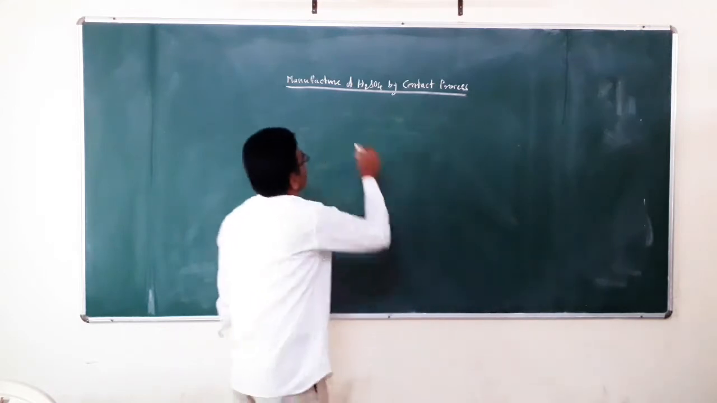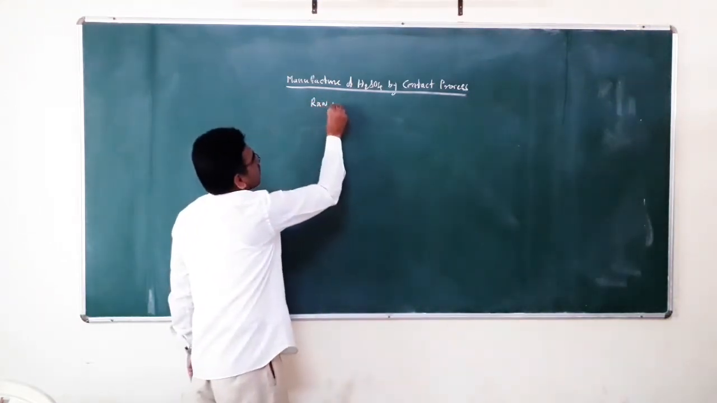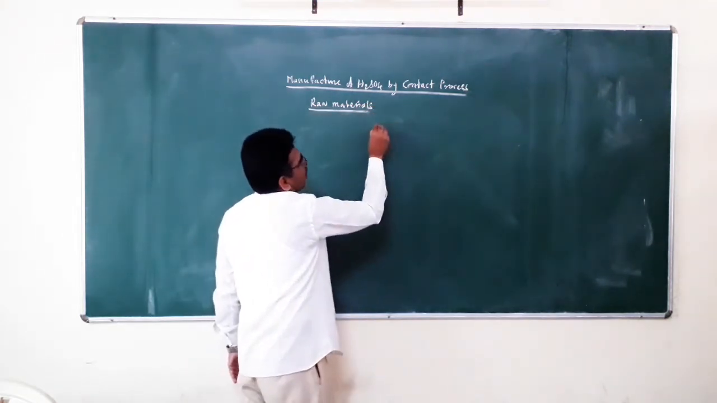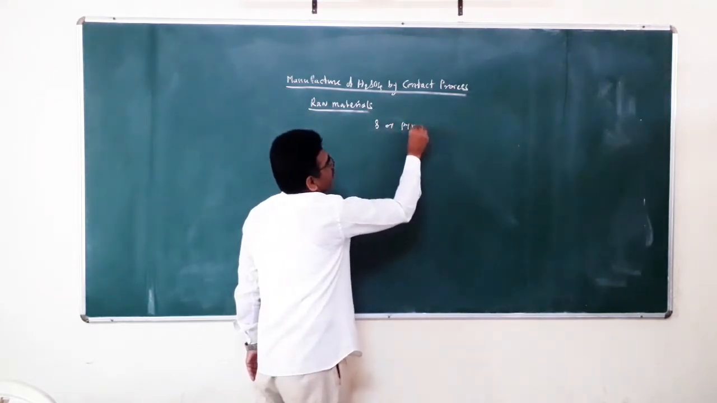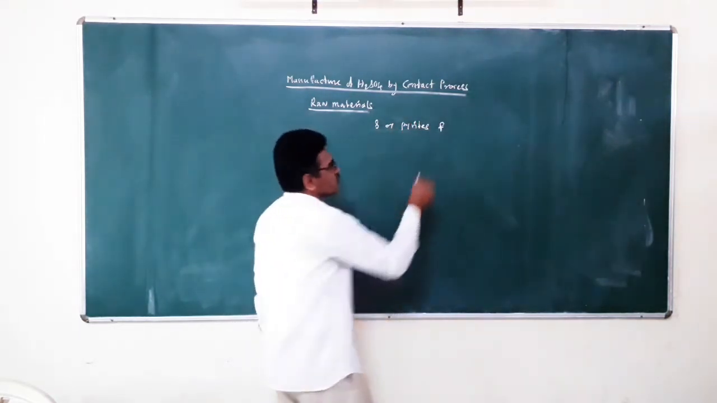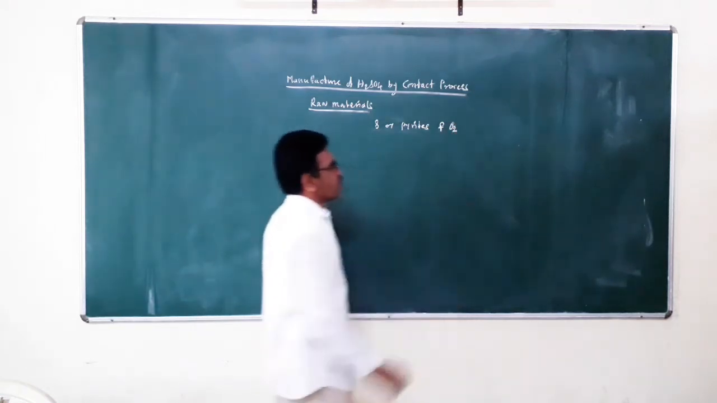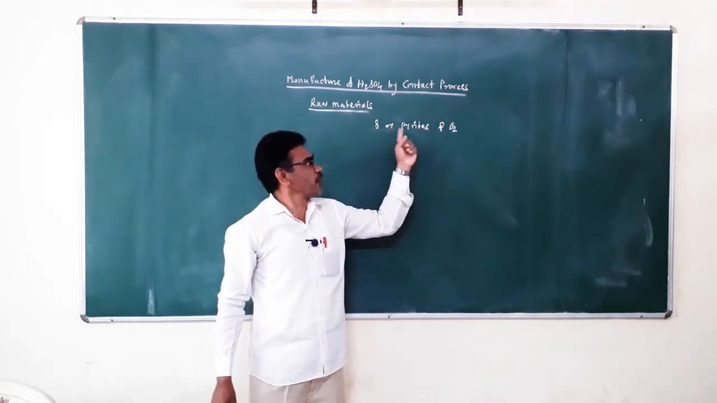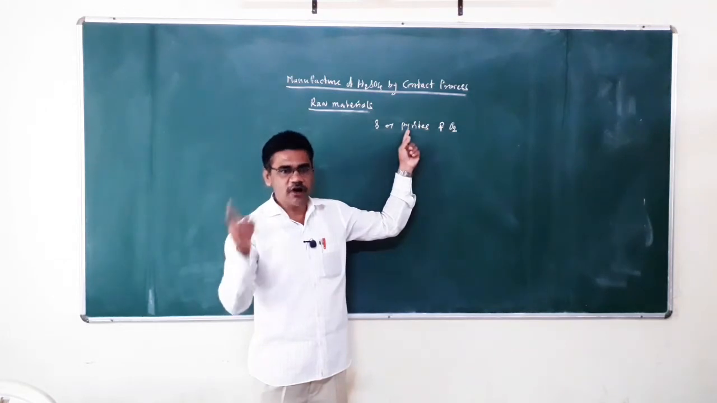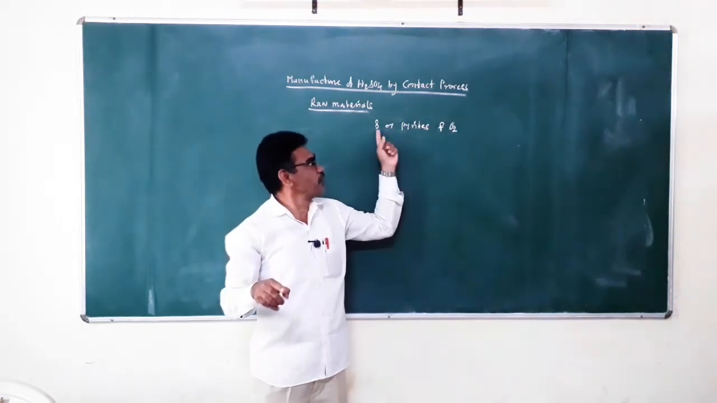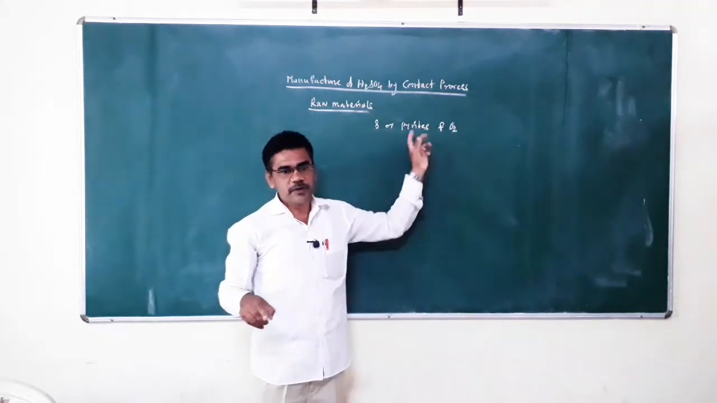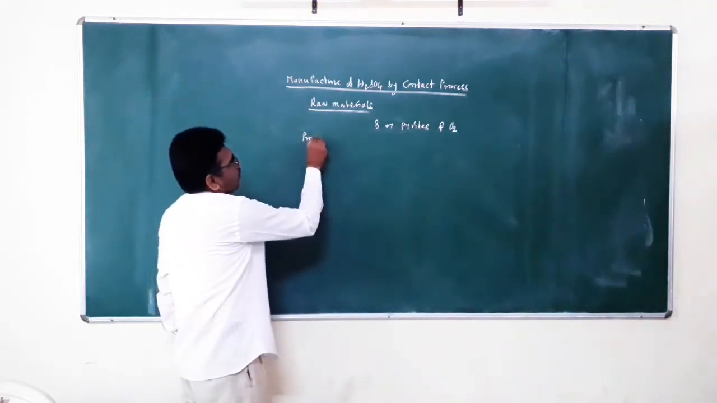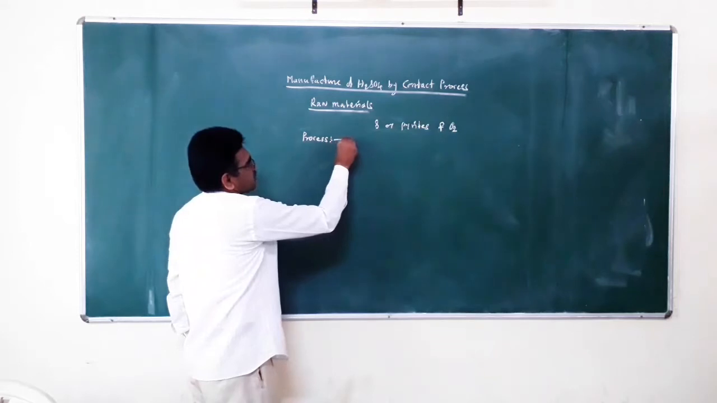Raw materials. First, raw materials. You have to use here sulfur or pyrites and atmospheric oxygen as a raw material for manufacture of sulfuric acid. Sulfur or pyrites, it is metallic sulfide or iron sulfide. Pyrites, sulfur, and atmospheric oxygen. Let's see the process for manufacture of sulfuric acid.